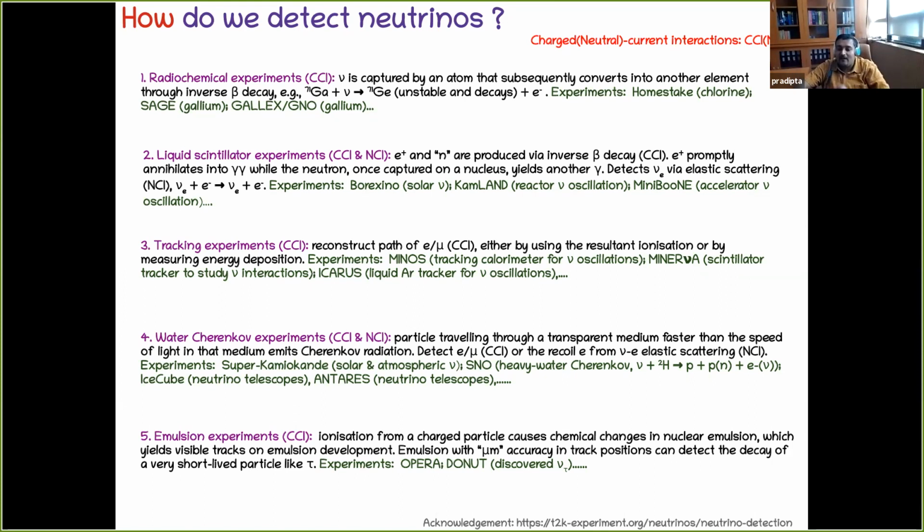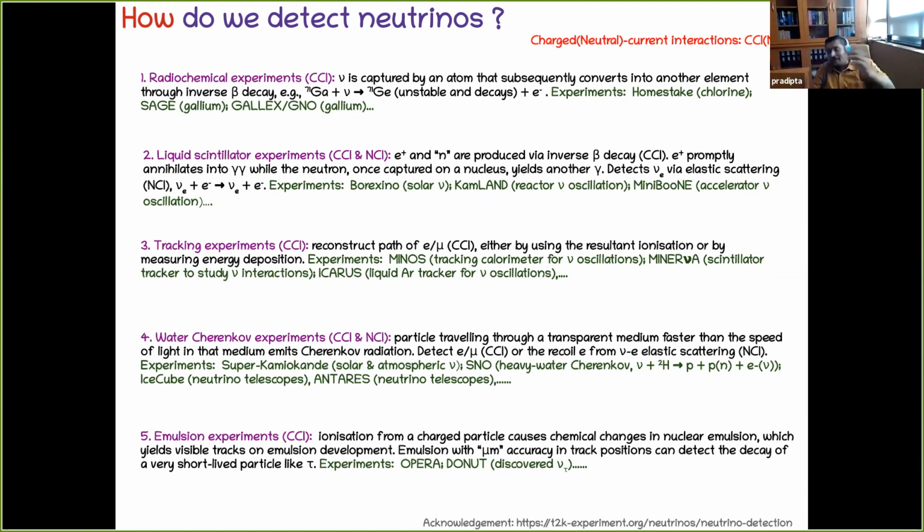And finally, you have the emulsion experiment, and this is a very important experiment because this is how the DONUT collaboration used this technique, and using this they actually discovered the tau neutrino for the very first time. For this you can see the list of all these particle discoveries which I mentioned during the second lecture.